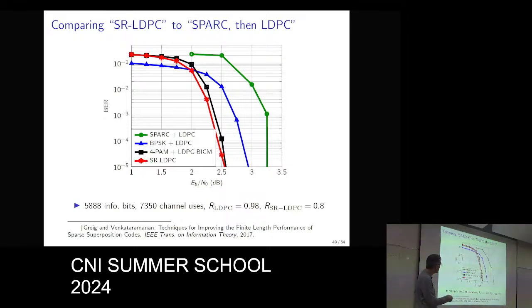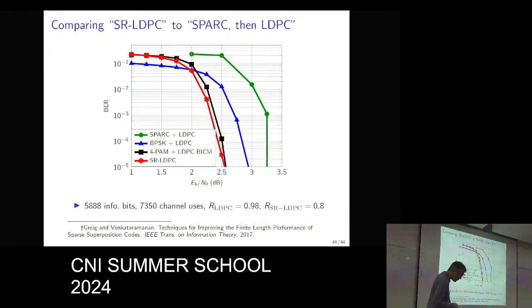So that's their performance over here. In blue, that's BPSK plus an LDPC code that's taken from the 5G NR standard. If you look at the performance here, that's the blue curve. And then we also wanted to check with an LDPC code with a 4-PAM.